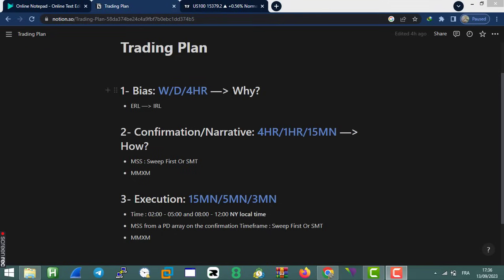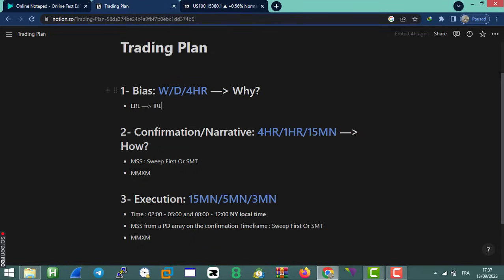So I like to refer to the bias with why. So why should we go to that level, or why should we go down, or why should we go up, right? And as you can see, a simple step we need to follow to determine our bias from external range liquidity to internal range liquidity. And these are the time frames that we want to look for, this external to internal: the weekly time frame, the daily time frame, and the 4-hour time frame.